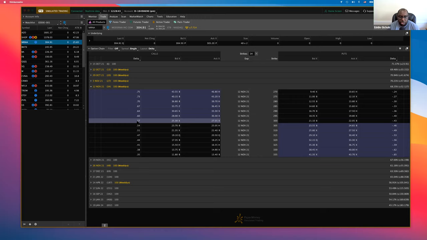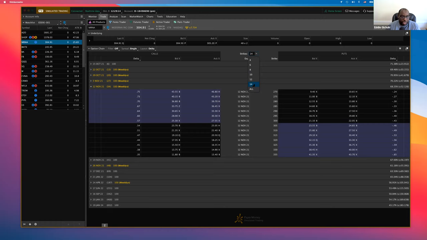That's half, right? So knowing what we know about delta, we know that delta can be anywhere from 0 all the way to 100, right? 0 being you have pretty much no chance whatsoever of ending in the money. That's the probability when the delta is 0. And then you have a probability of 100%. That means you're already in the money, and more than likely you will end up in the money.